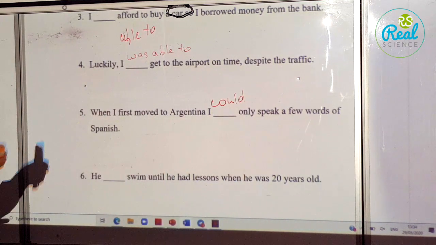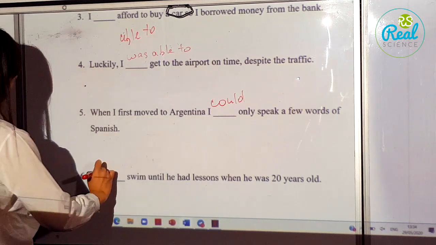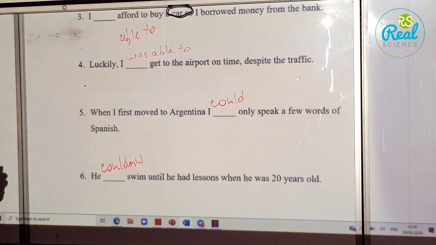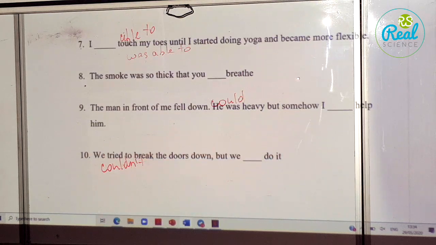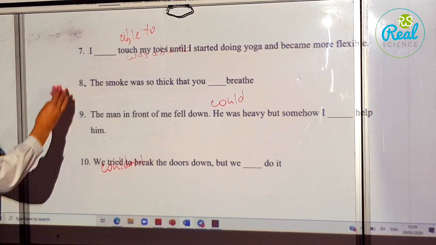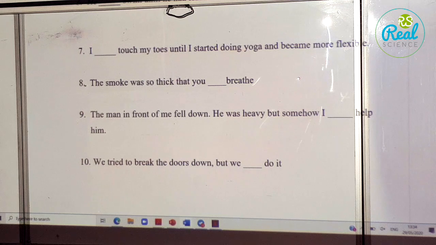Okay, read. "He could swim until he had lessons when he was 20 years old." He couldn't. Okay, nice. He couldn't swim until he had lessons when he was 20 years old. Very good. So let's continue. Seventh: "I didn't manage to touch my toes until I started doing yoga and became more flexible."